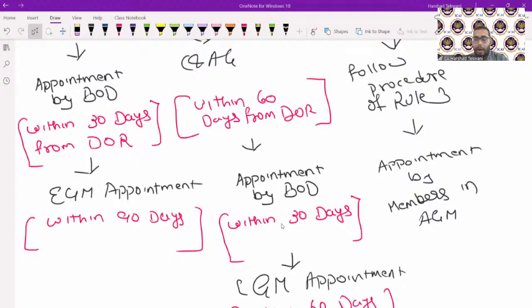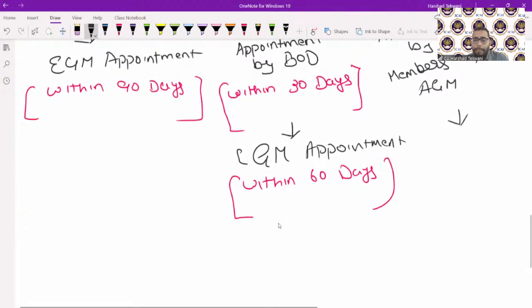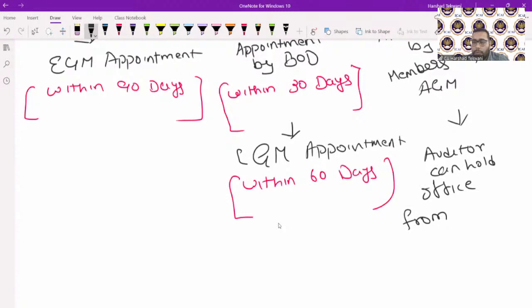Now, till what time will this appointment be valid? Again, AGM to AGM, but there is a provision of rotation which restricts the appointment of an auditor to the 6th AGM. So, auditor can hold office from conclusion of first AGM to 6th AGM.